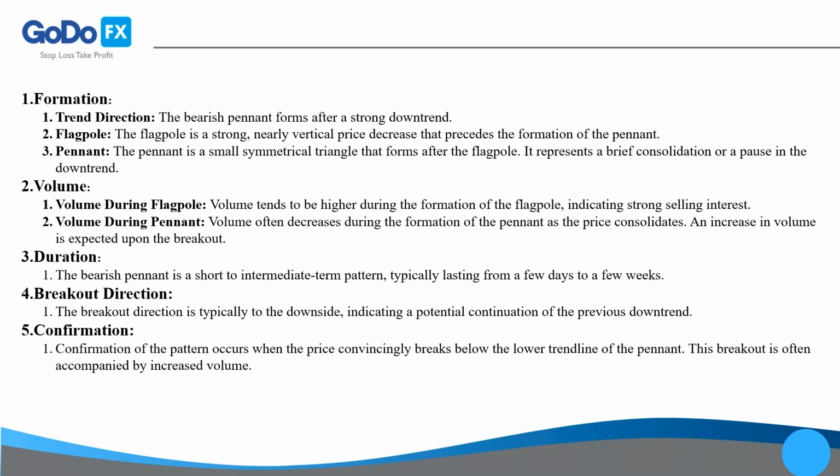And the breakout direction is typically to the downside, indicating a potential continuation of the previous downtrend. Lastly, the confirmation of this pattern occurs when the price convincingly breaks below the lower trend line of the pennant, and this breakout is often accompanied by an increase in volume.